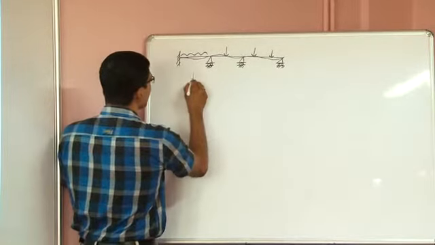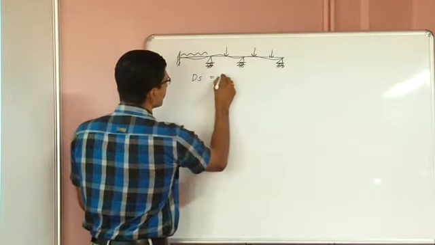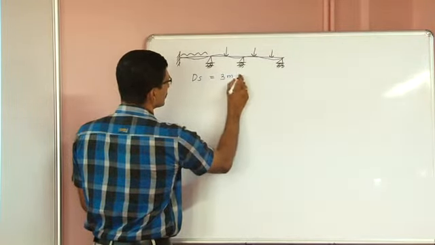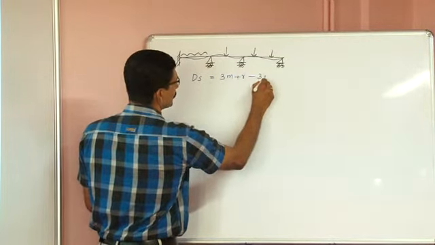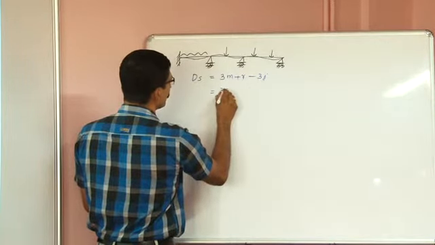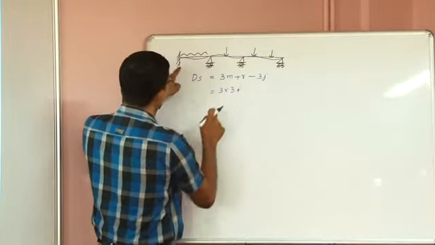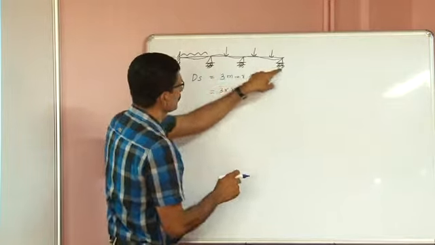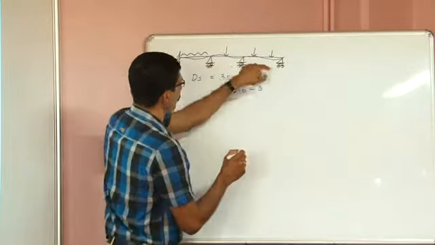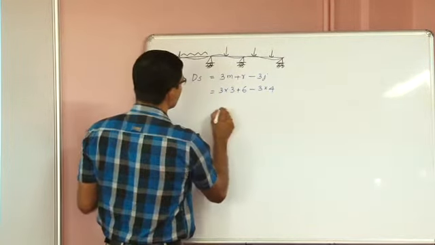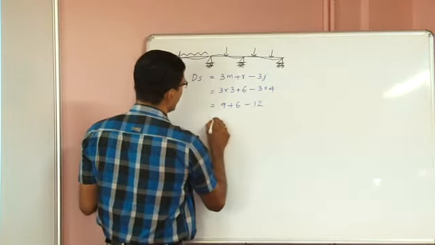If you find out the degree of static indeterminacy for the structure, ds will be equal to 3 times the number of members plus number of reactions minus 3 times the number of joints. That is equal to 3 into 3 members, plus reactions 3 plus 1 is 4, plus 1 is 5, plus 1 is 6 number of reactions, minus 3 into number of joints, 1, 2, 3, 4 joints, into 4. This will be 9 plus 6 minus 12, equal to 3.